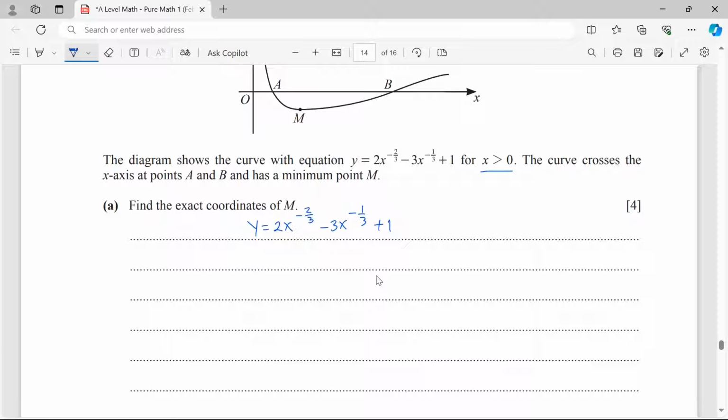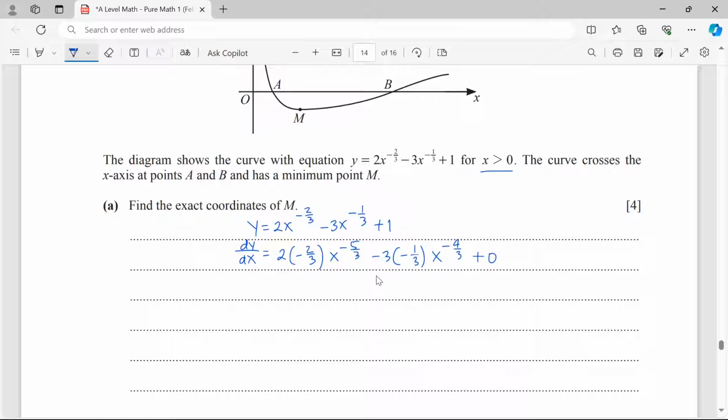Now let's take the derivative. dy/dx is equal to, for this one, 2 times negative 2 over 3 times x to the negative 2 over 3 minus 1, which is 5 over 3, and then negative 3 times negative 1 over 3, x to the power of negative 4 over 3, and then the derivative of 1 is 0 because it's just a constant.